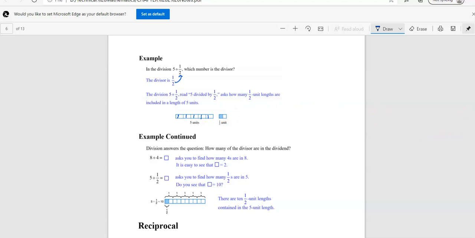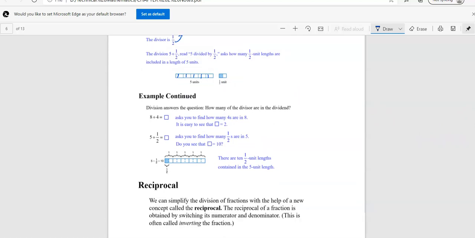Okay, so division answers the question, how many of the divisor are in the dividend? Well, 8 divided by 4 is asking you how many times 4 is in 8. It's easy to see that 8 divided by 4 is going to be equal to 2.